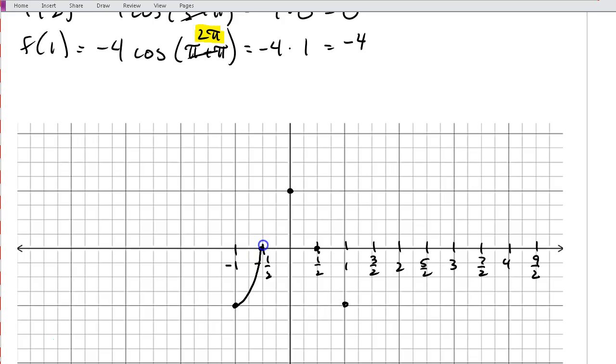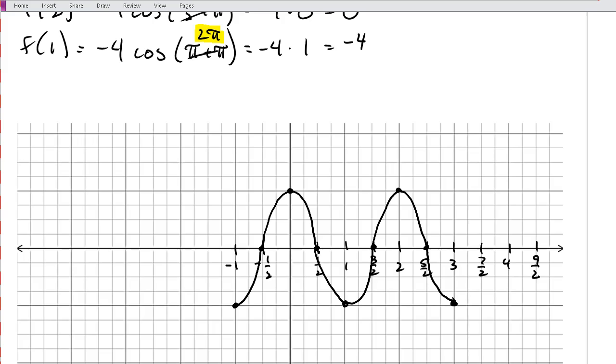I'm going to draw a nice smooth curve in there. And I'll repeat the pattern. So 0, 4, 0, negative 4, draw in one more period. Okay, and there we have 2 periods.